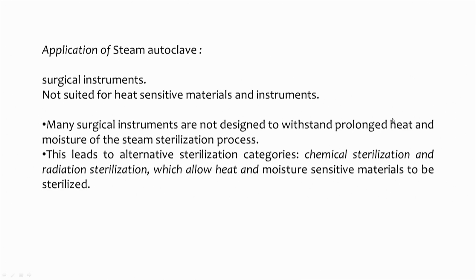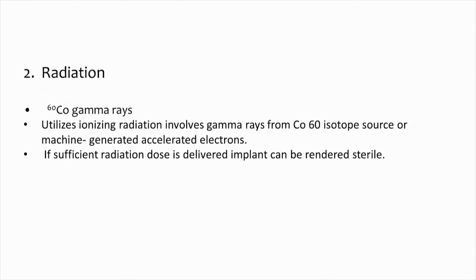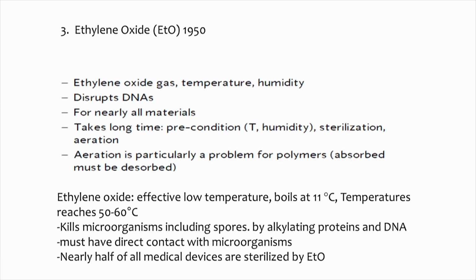Of course, we cannot do very prolonged heating because the moisture of the steam sterilization process may damage the material. So, we may have to go to chemical sterilization or radiation sterilization, which can be done on heat sensitive or moisture sensitive materials. They are slightly more expensive. Radiation, what do we do? We use cobalt 60 gamma rays. It produces ionizing radiation from a cobalt 60 isotope source. Then a sufficient dose is focused on the material, and the material becomes sterile. That is called the radiation approach.